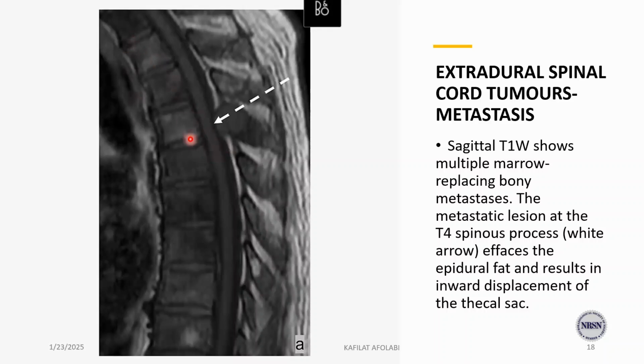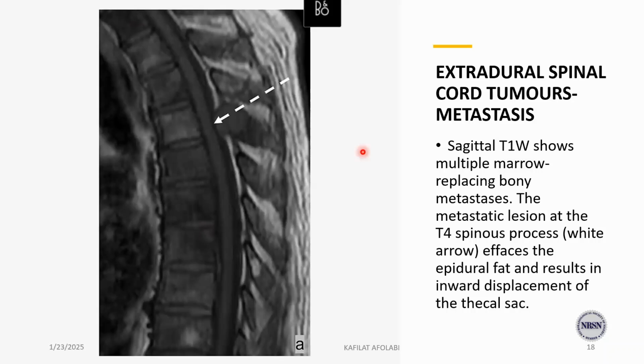In addition, we can see diffuse marrow involvement in this particular case, because normally the vertebral bodies are supposed to be hyperintense, especially in adults, from the yellow marrow. We see diffuse infiltration of the bones in a malignant metastatic spinal cord tumor as well.